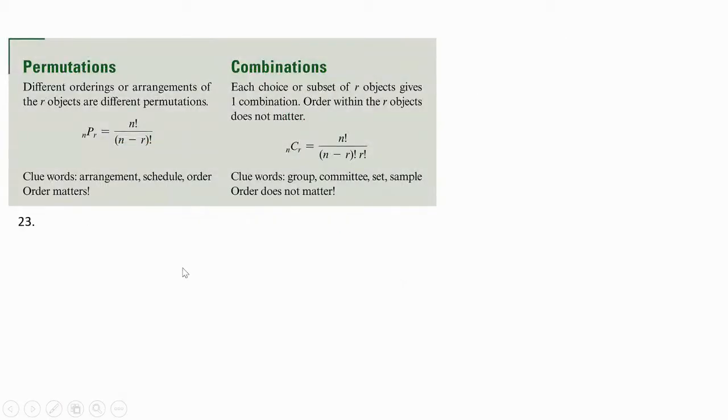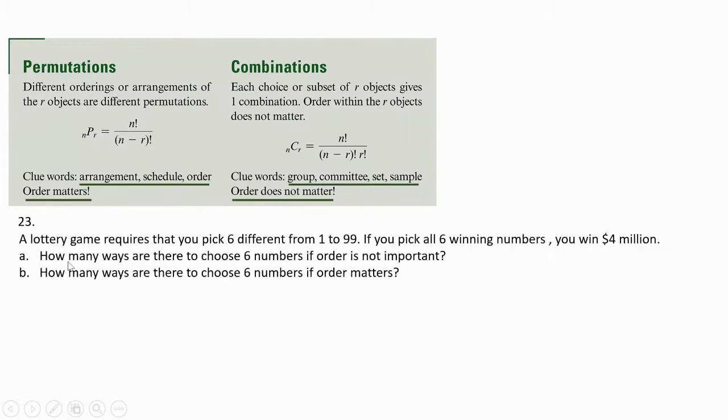Now we're doing permutations and combinations for 23. These are the clue words. Arrangement, schedule, order is permutation, or order matters. And for combinations: group, committee, set, sample, order does not matter. This is going to be a combination.